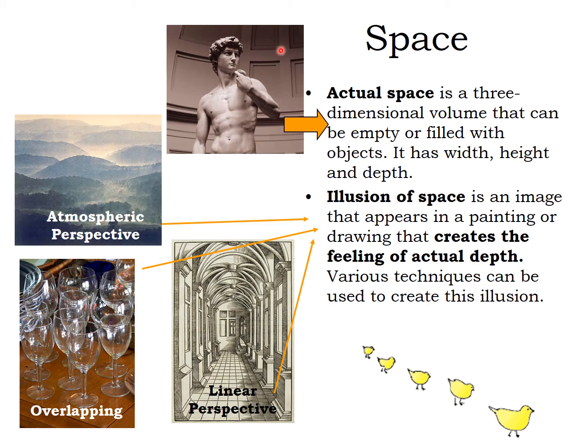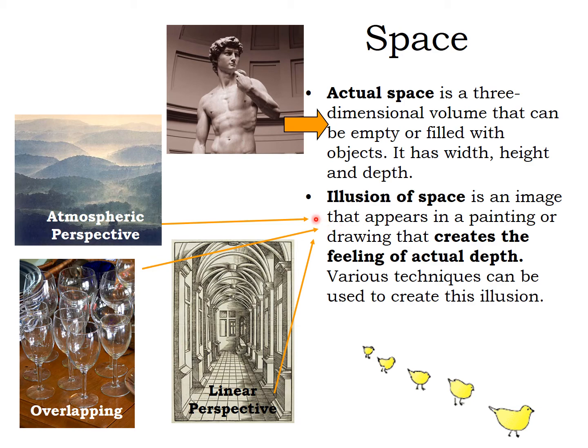So this work of art takes up actual space. A mug is something that takes up actual space. You can put coffee in it. You can hold it in your hand. So that is actual space. The other type of space is the illusion of space.